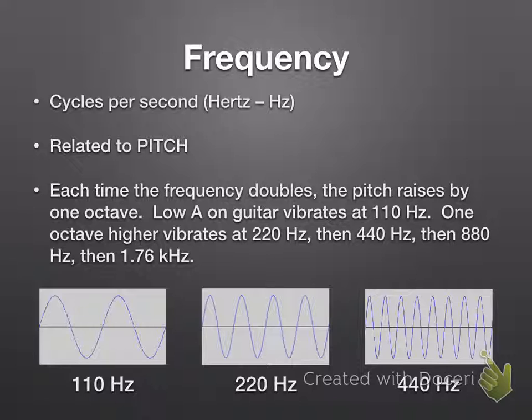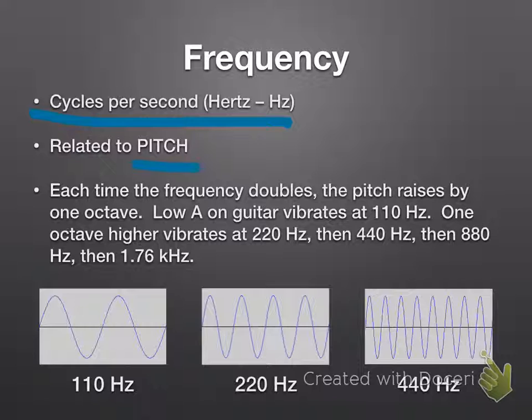Frequency is the rate of vibration, or the cycles per second. In the previous slide we looked at the cycles of the sound waves and we saw how the different shapes determine the timbre of the sound, but frequency really is dealing with the rate of repetition of those shapes, and it's important to note that frequency is related to pitch. Each time the frequency doubles, the pitch raises by 1 octave.